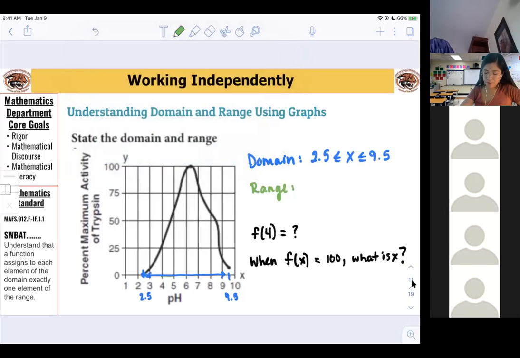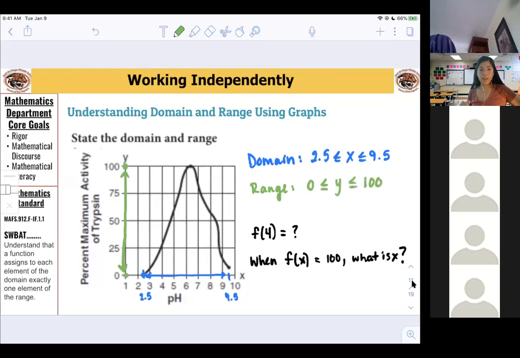My range, now I'm looking at the y-axis. So what is the lowest number that the graph touches on the y? 0. Yeah, it starts down at the bottom. And then what's the highest it goes? 100. Exactly. It goes from 0 all the way up to 100. So my range is 0 less than or equal to y less than or equal to 100.